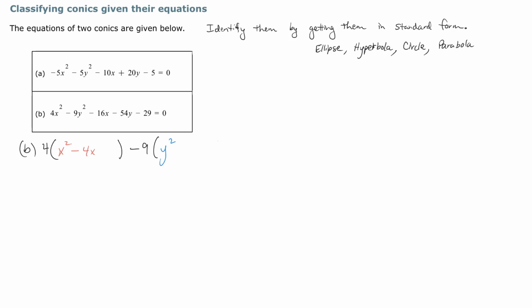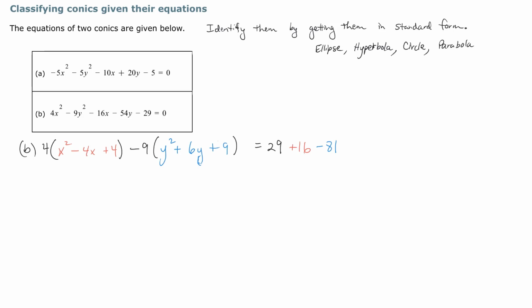Y squared minus or plus 6y. So be careful of positive and negative signs. Those really matter when you're performing algebra steps. Let's complete the square. Let's add 16 here. So I'm going to add 16 over here. I'm going to subtract 81. Subtract 81 there, and then subtract 81 here.